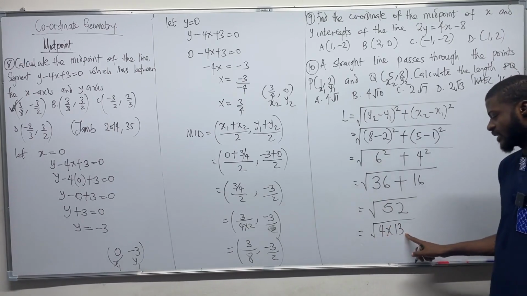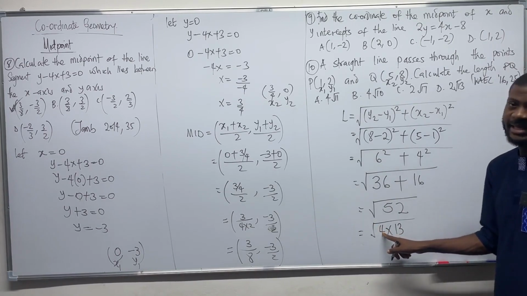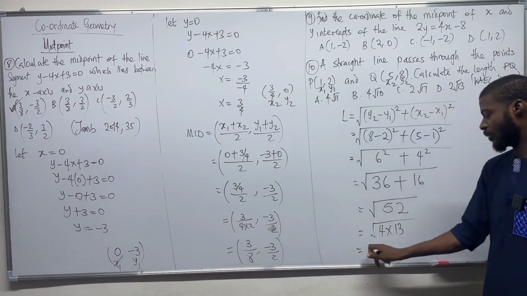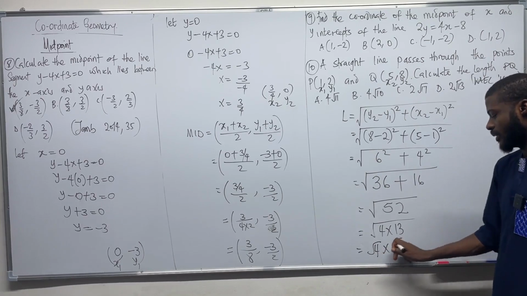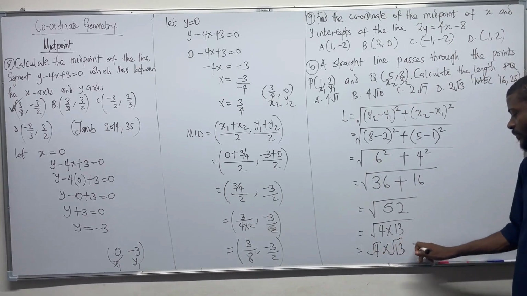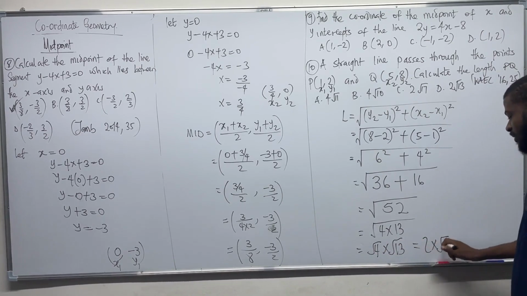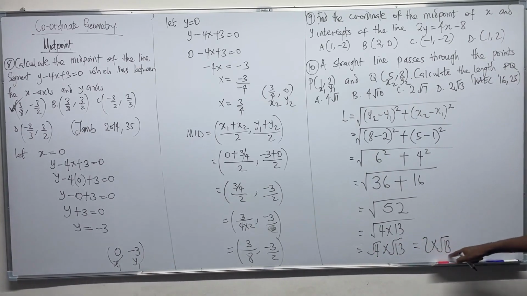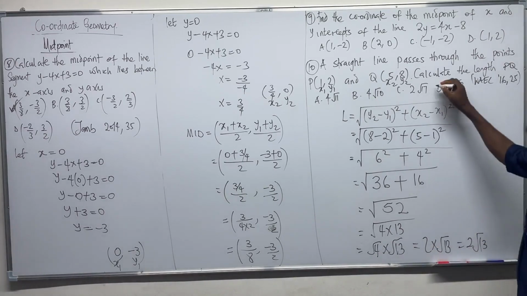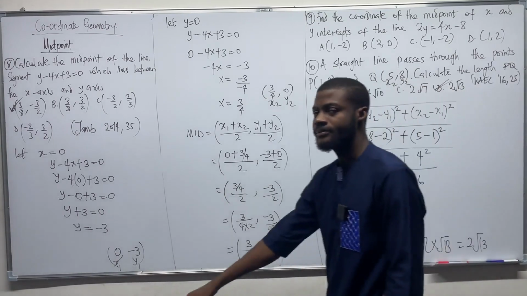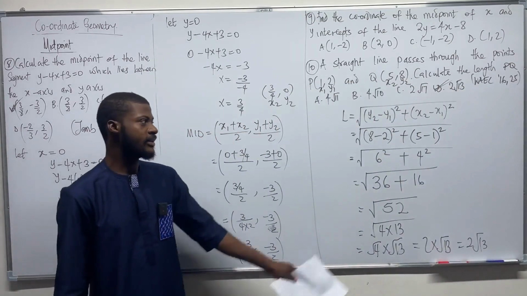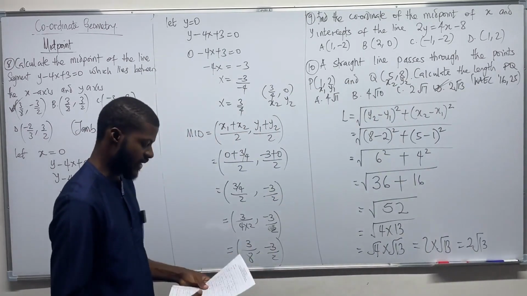I use 4 times 13 because the square root of 4 has an answer. So let's separate this. This will become square root of 4 times square root of 13. Now what is the square root of 4? Square root of 4 is 2, times root 13. So that will give us 2 root 13. So the answer to this question is D, 2 root 13.